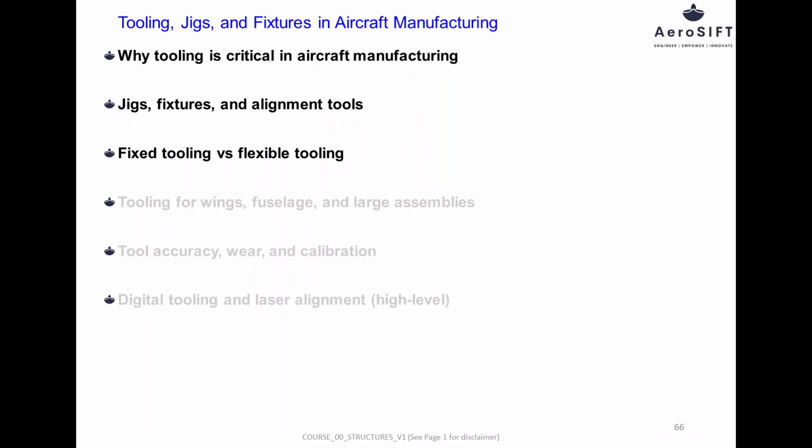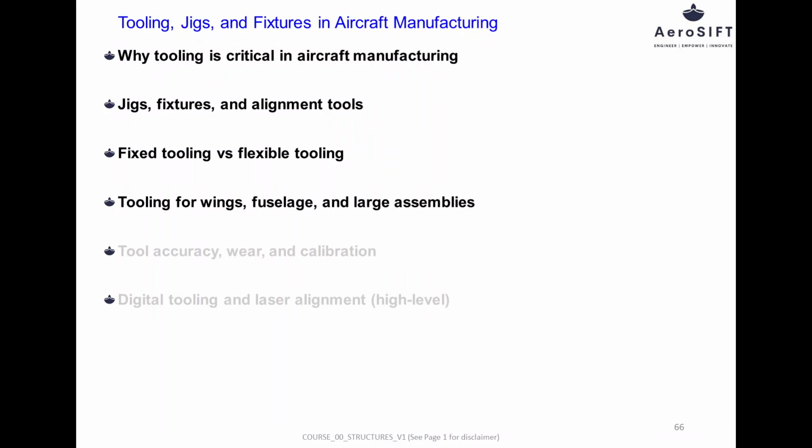Fixed tooling is built for one specific task or part. It's rigid and extremely accurate, but costly and slow to change. Flexible tooling, on the other hand, can adapt to different assemblies or part variations, saving time and cost in mixed or low-volume production. In aircraft factories, where part numbers and revisions change frequently, having the right balance between fixed and flexible tooling boosts efficiency and minimizes downtime when design updates occur. Modern agile tooling even incorporates quick adjustments or modular setups to keep the line moving.